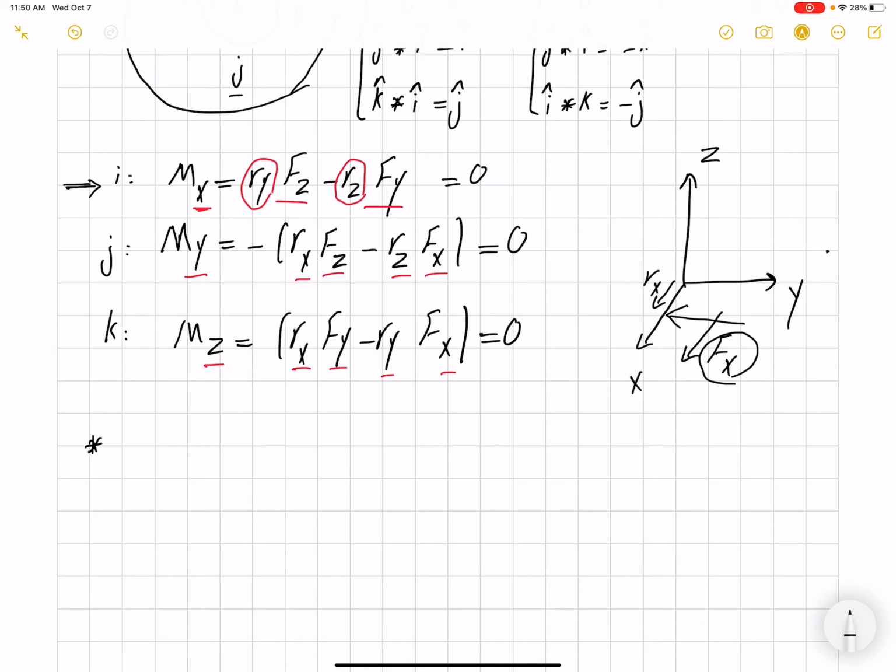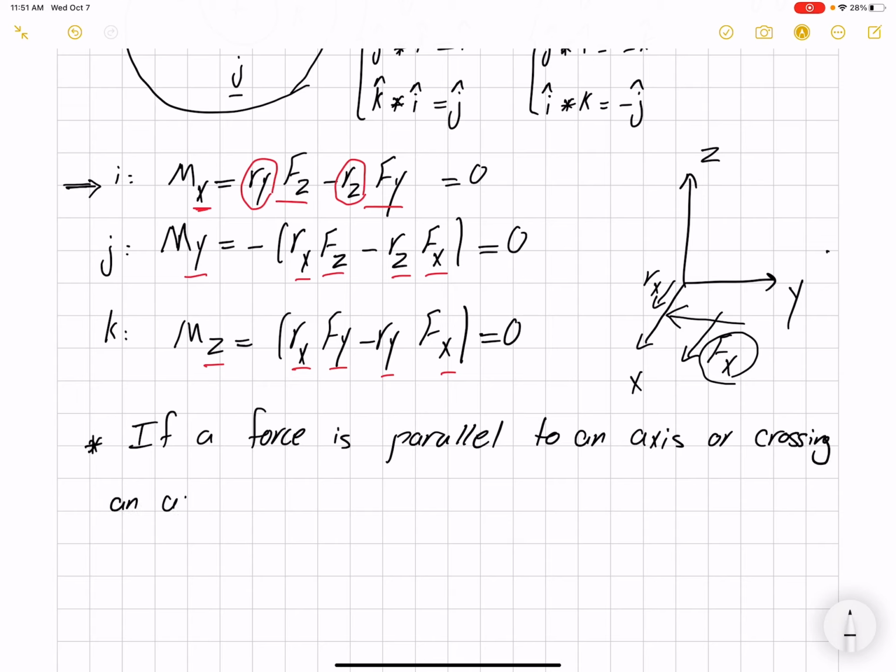I'm going to write that. If a force is parallel to an axis or crossing an axis, it will not create any moment about that axis. It might create a moment about other axes, but not about that axis.